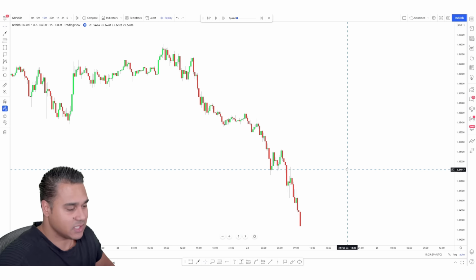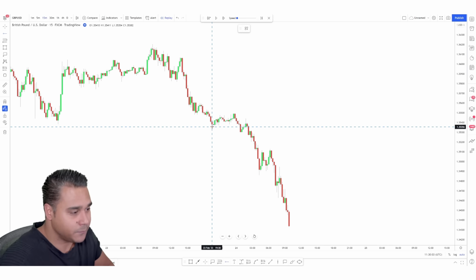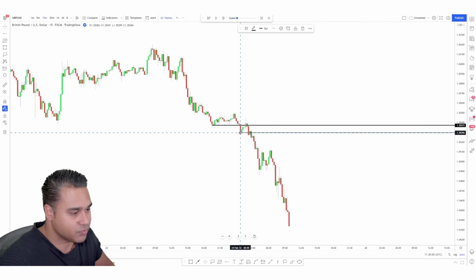Now, when we head down to the intraday time frames, what we're looking for is almost the perfect setup every single time. We're looking for price to break structures and retest structures.